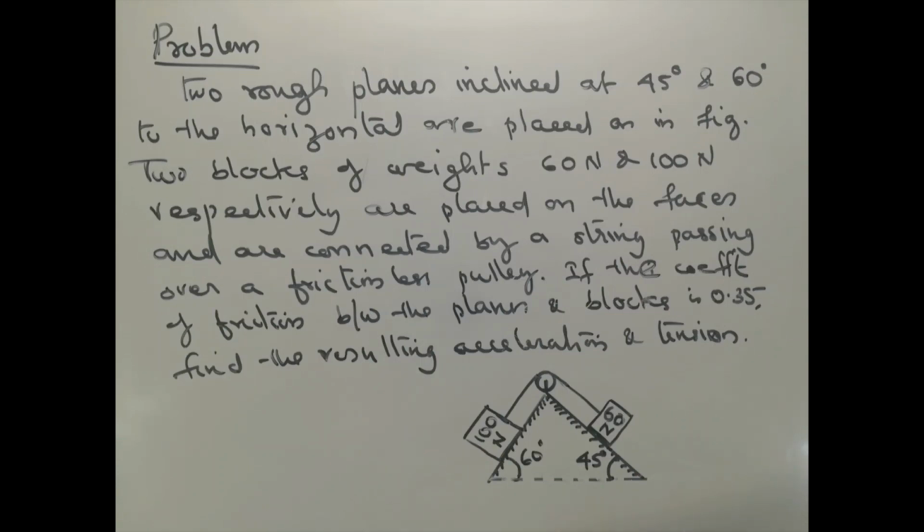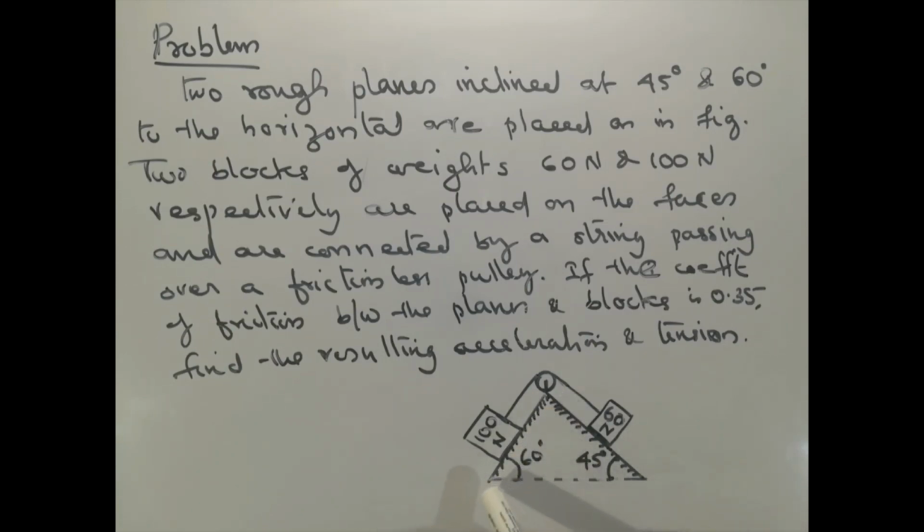Two blocks of weight 60 and 100 Newton are respectively placed on the faces of the arrangement and are connected by a string which is passing over a frictionless pulley. If the coefficient of friction between the planes and blocks is 0.35, find the resultant acceleration and the tension on the string. So you can see the arrangement.